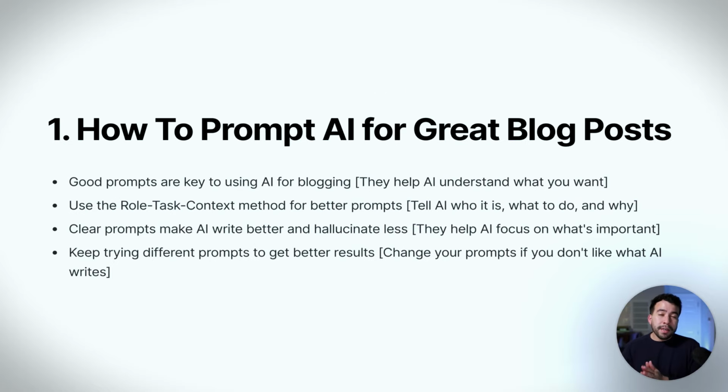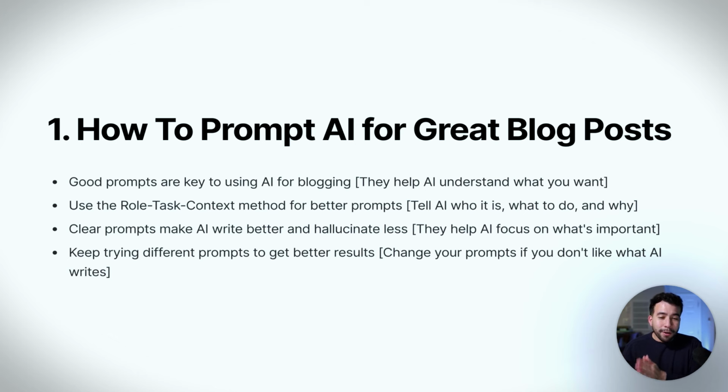So the first thing that we're going to talk about is how to prompt AI for a great blog post. This is so key because a lot of people do not leverage this specific formula, which is called the role, task, and context prompt formula. This is going to help you get better output using AI tools.